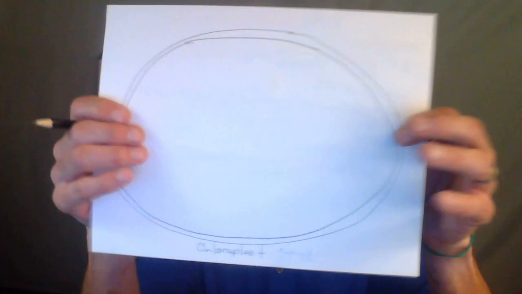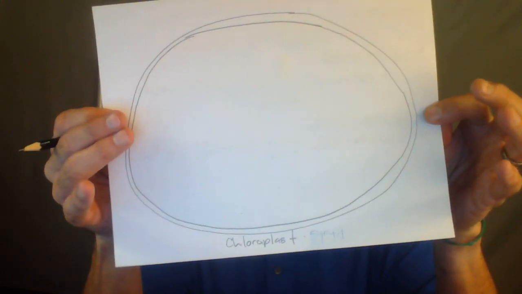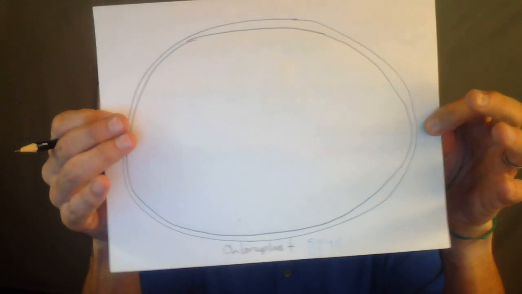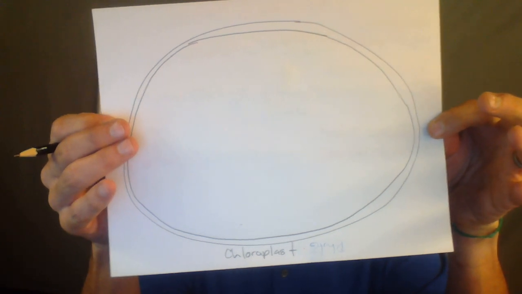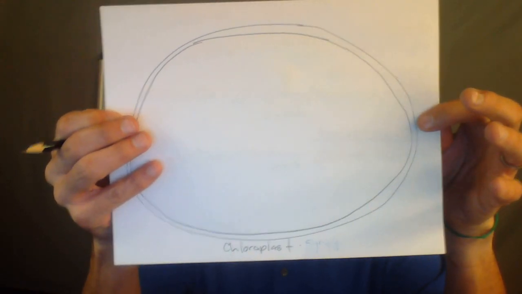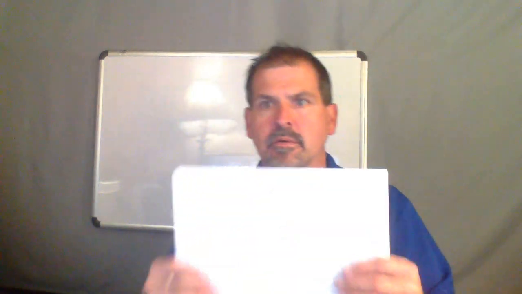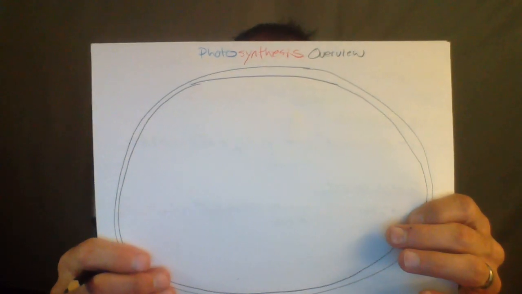We're going to label this the chloroplast. All right, it's really that simple. The reason I'm drawing 2 layers is because, like a cell membrane, it is a phospholipid bilayer. So this is a phospholipid bilayer right here. And then just like before, I'm going to title it Photosynthesis Overview: photo in blue, synthesis in red, overview in black. There's our photosynthesis overview.